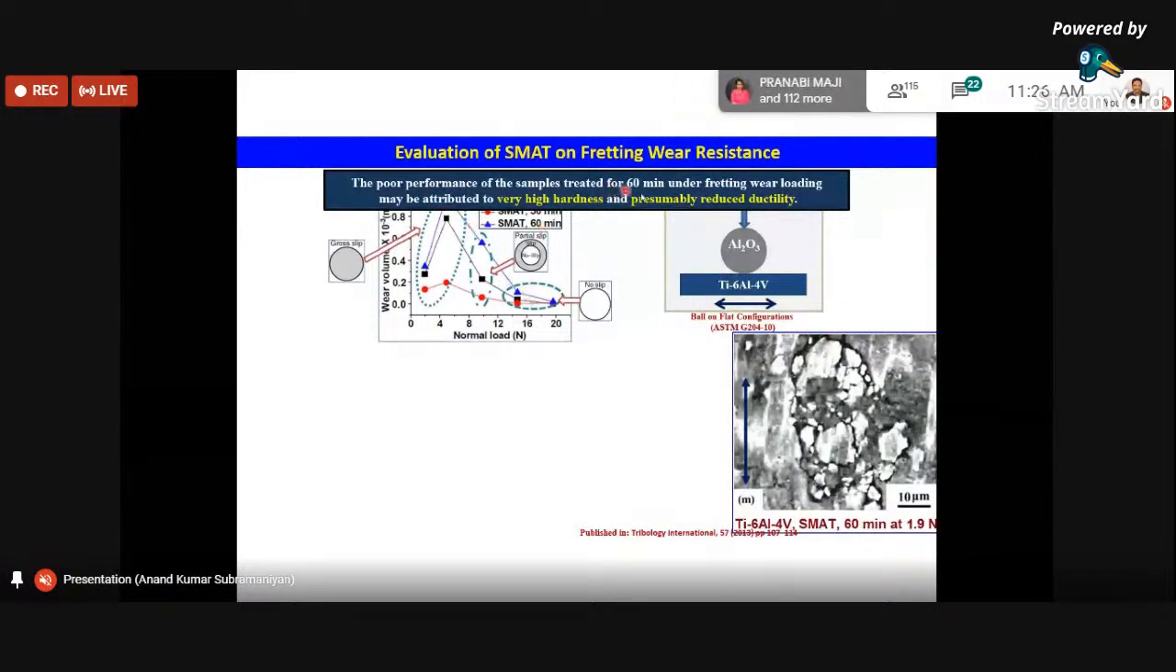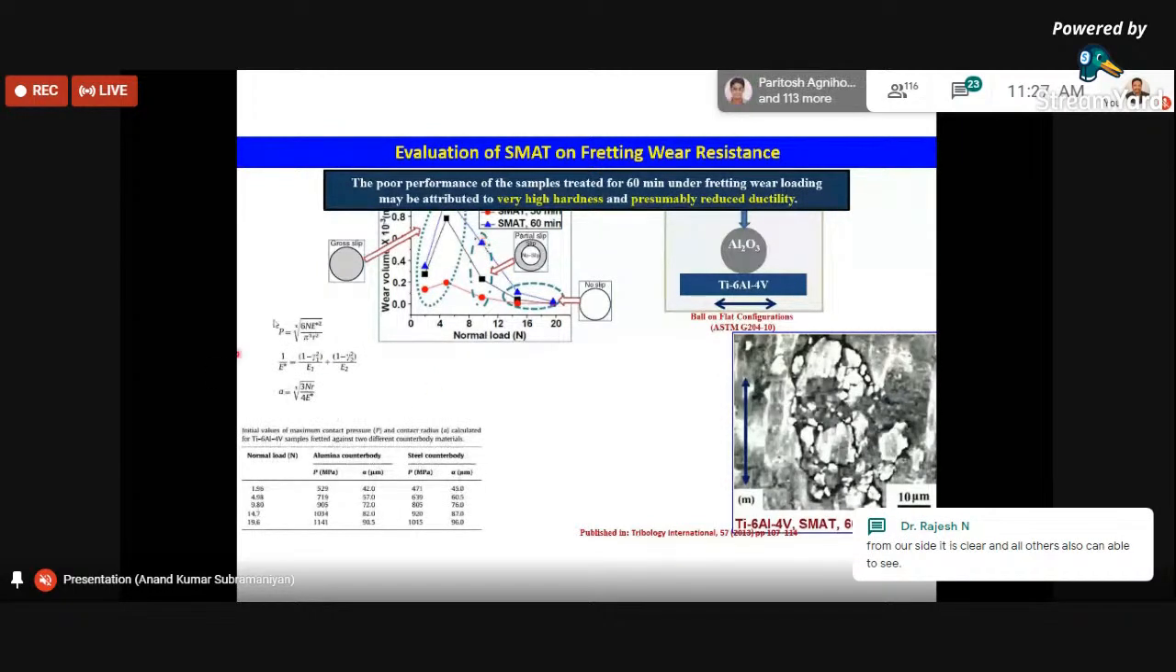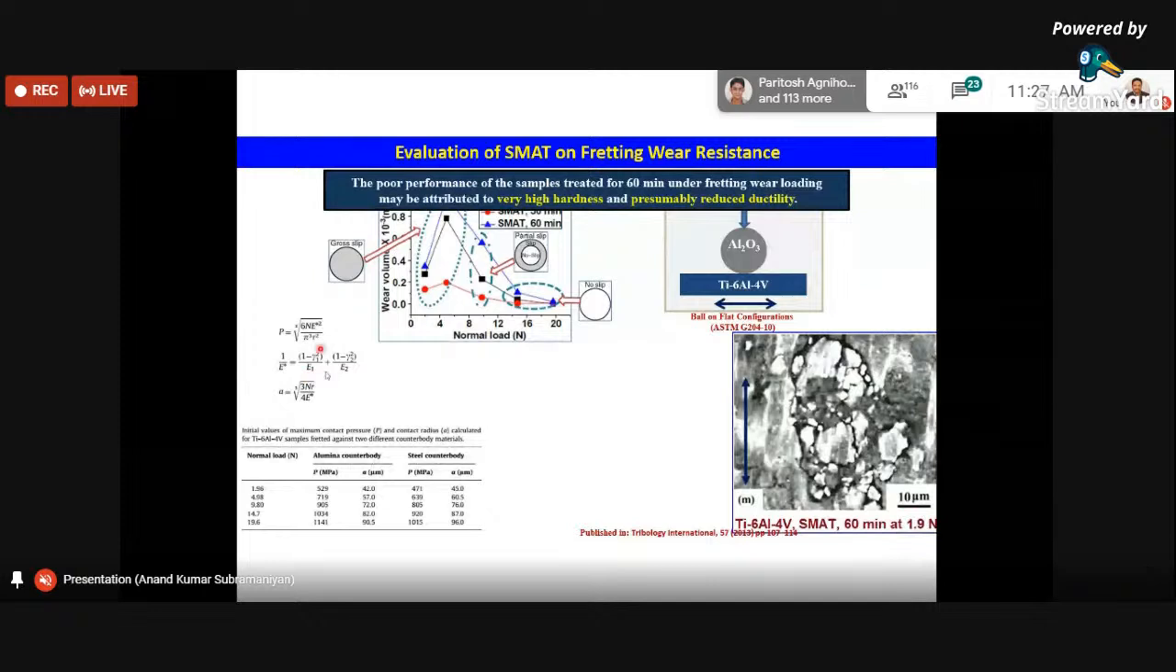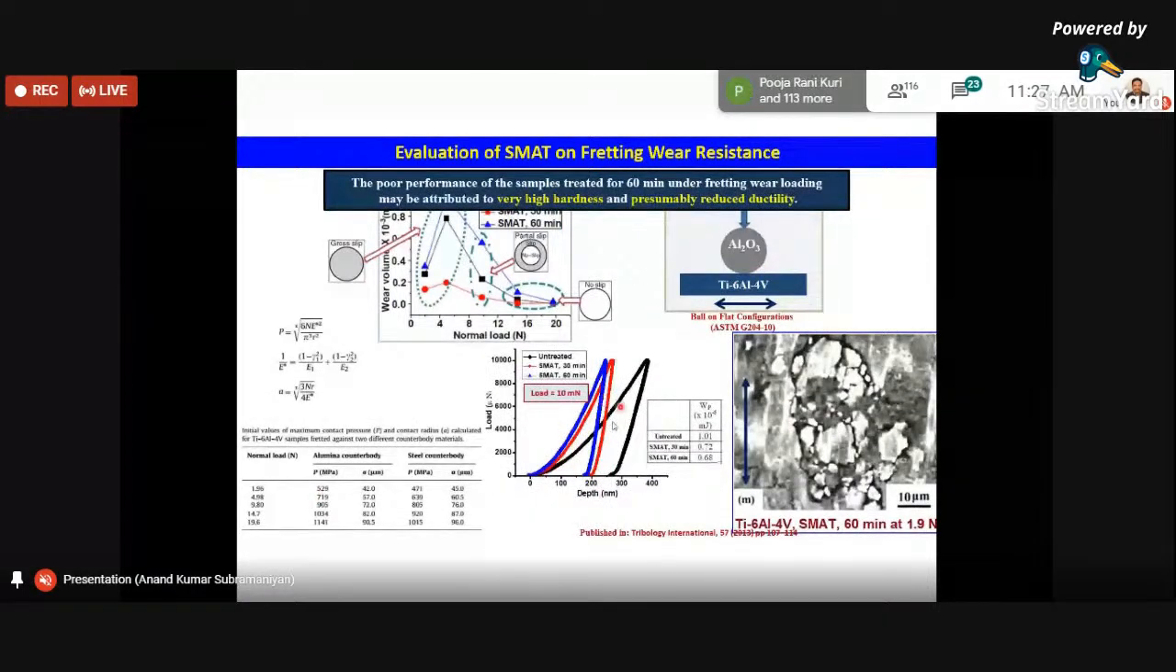So the reason for the 60-minute sample is that because of its very high hardness, it has lost its ductility, meaning it showed a brittle response to the applied load. Thereby a three-body wear situation prevailed, and that's how the material actually performed inferior. And of course, when we use contact mechanics and try to calculate some contact pressure at this particular location, that also plays a significant role in aggravating this behavior.